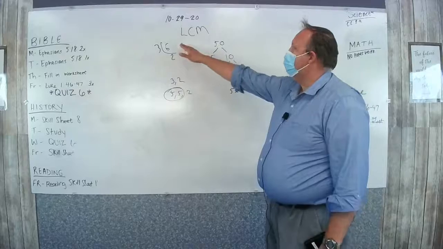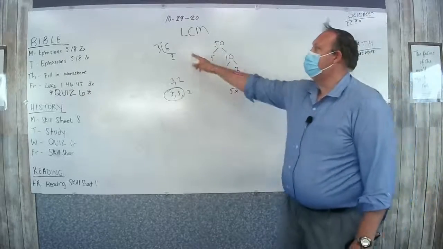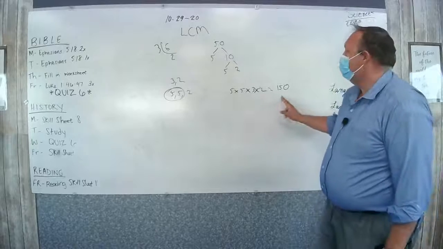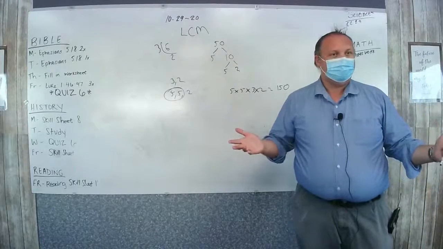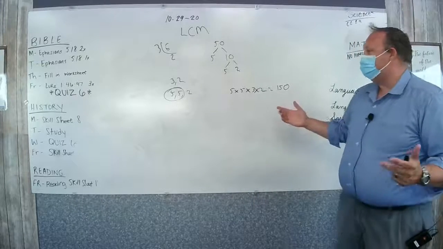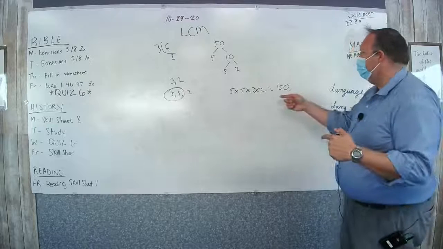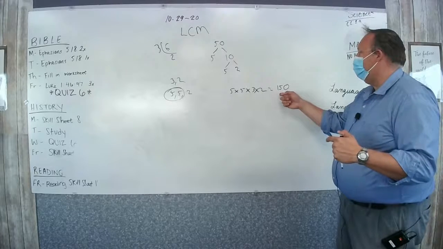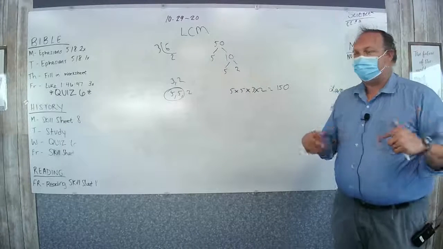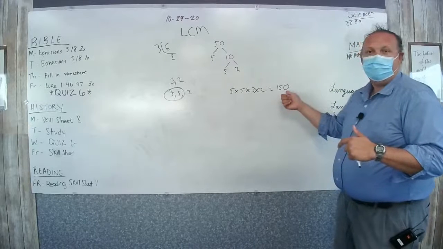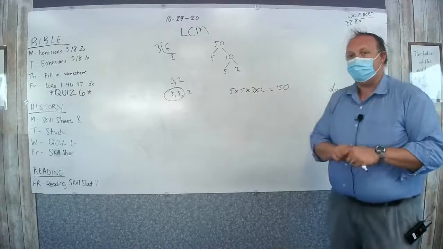Well, does 50 go into 150? Yes, it does. Does 6 go into 150? Well, in order to know that, we have to use our divisibility rules, right? First thing for 6 is if it's divisible by 3, right? Well, 1, 5 is 6, plus 0 is 6. Is 6 divisible by 3? Yes, it is. Is this an even number? Yes, it is. So you can divide it by 6, so 6 does go into 150.